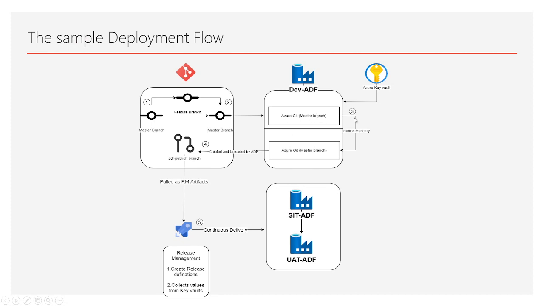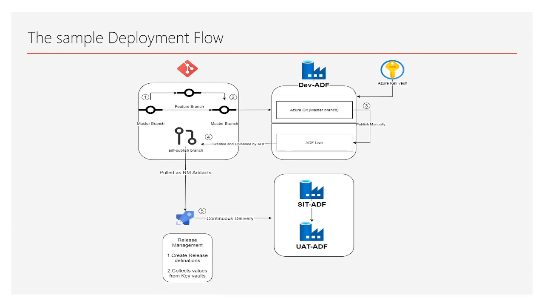After that, you will go here and publish manually. Extremely sorry for the typing mistakes I have made. This should not be Azure Git; this has to be reflected as ADF Live. So there is another thing called the ADF Live scenario. Whatever you have in our master branch has to be published manually in the third process.